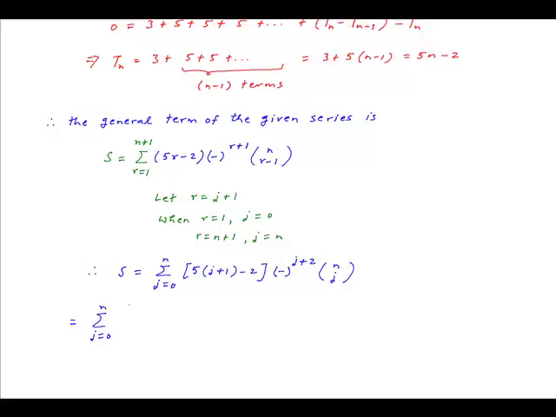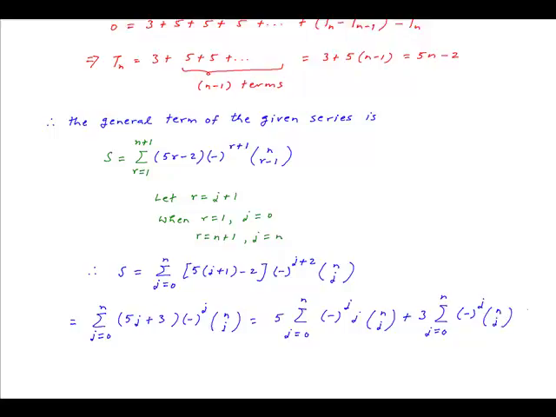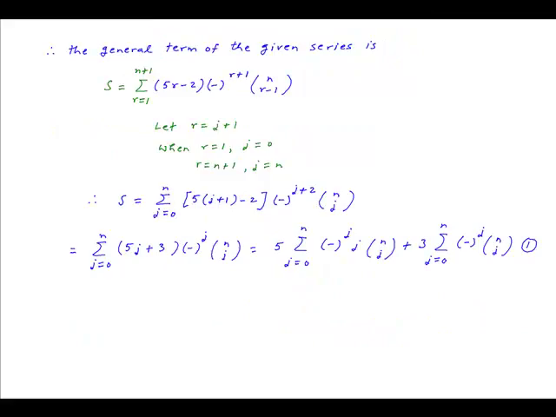which simplifies to summation j going from 0 to n of 5j plus 3, multiplied by minus 1 raised to the power j times minus 1 raised to the power 2. Minus 1 raised to the power 2 is 1, multiplied by n choose j. And this expression can be broken into two components. The first being 5 times summation j going from 0 to n of minus 1 raised to the power j times n choose j. And the second term is 3 times summation j going from 0 to n of minus 1 raised to the power j times n choose j. Let's denote this expression by 1.